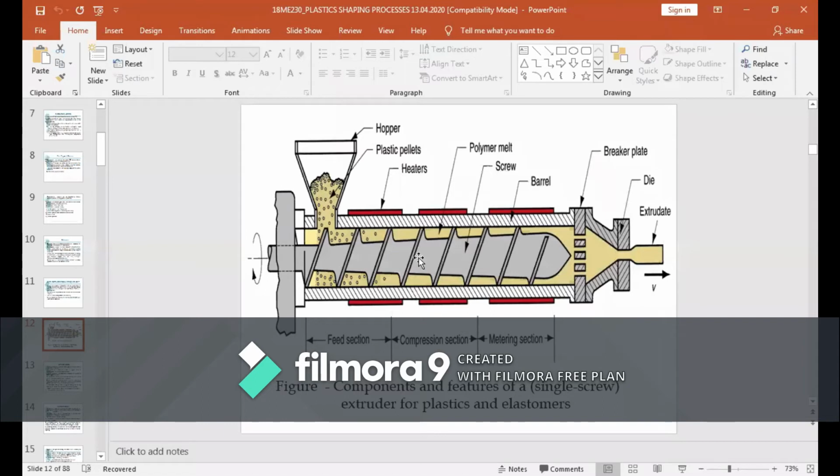Okay, due to rotation of the screw only, the polymer material will melt. Before pouring that pellet, I'm going to preheat your plastic pellet by means of this electric heater. An electric heater will be provided for melting or preheating your pellet.